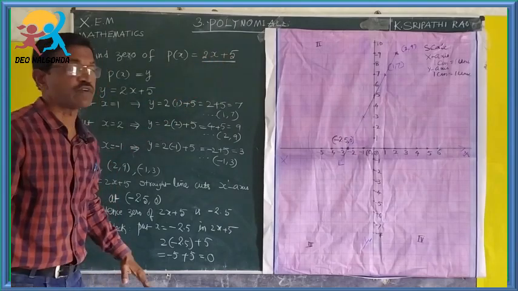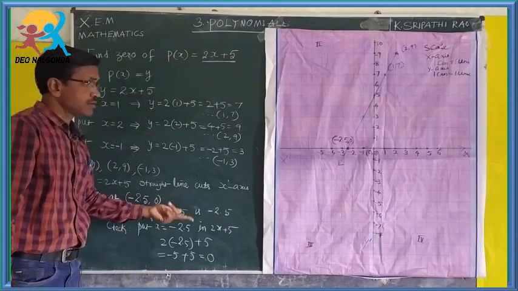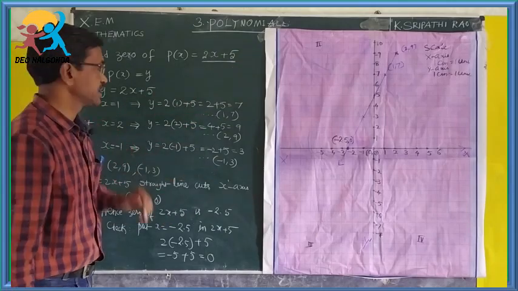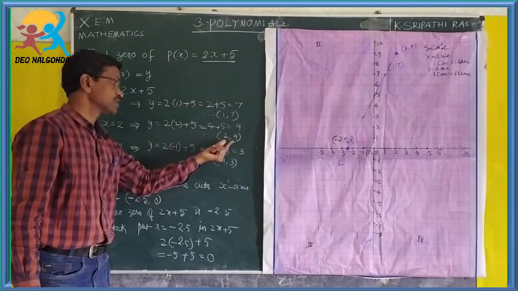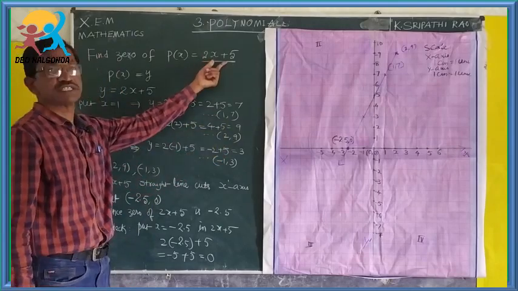In this way we can find the zero of this polynomial by the graphical method. At least you have to find 2 points which satisfy this equation.